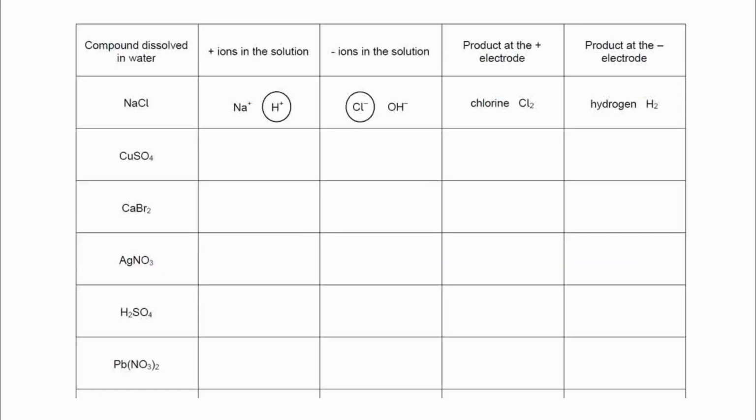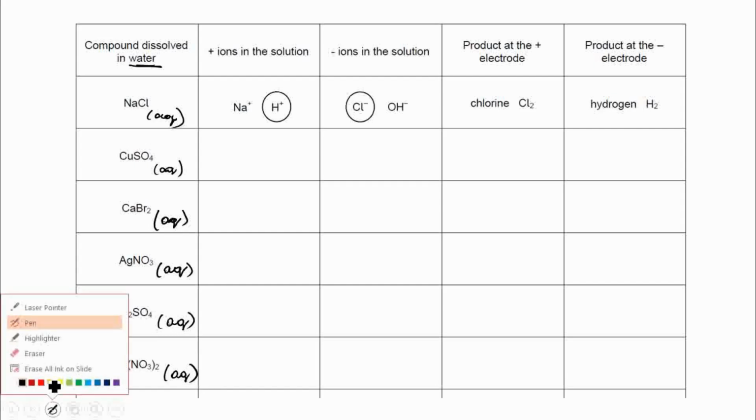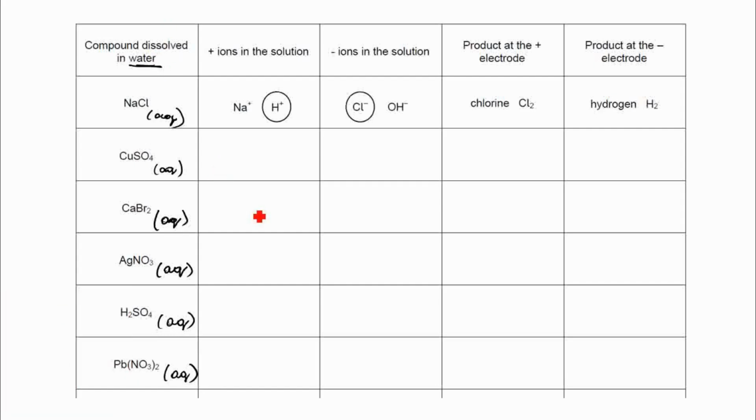So let's put the rules in action. For example, these are all dissolved in water, which means that it is aqueous. We're going to make sure that we understand the rules. All of these are aqueous. How do we know that they're aqueous? We know that they're aqueous because it says that it is dissolved in water.